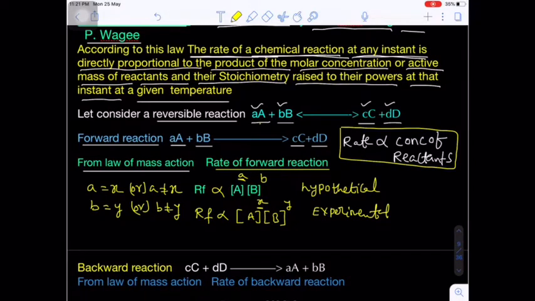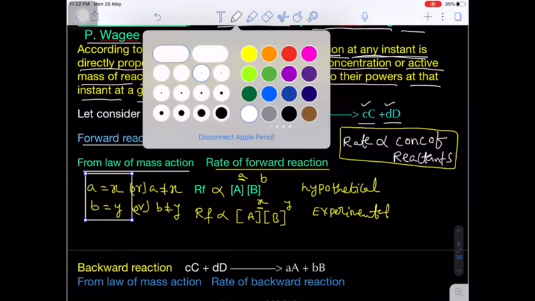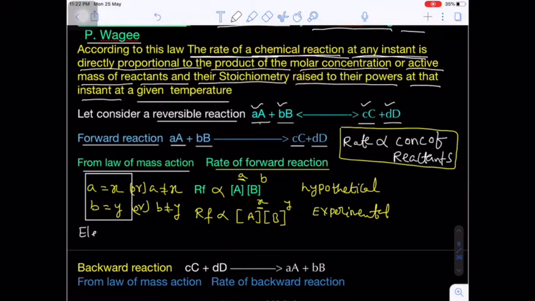Okay, now exponent a will be equal to x and b equal to y only for elementary reactions. Which reactions? Elementary reactions. Otherwise a is not equal to x and b is not equal to y. This is for complex reactions. This is very important. Complex reactions are those reactions which occur in more than one step. Elementary reactions are those which occur in a single step.